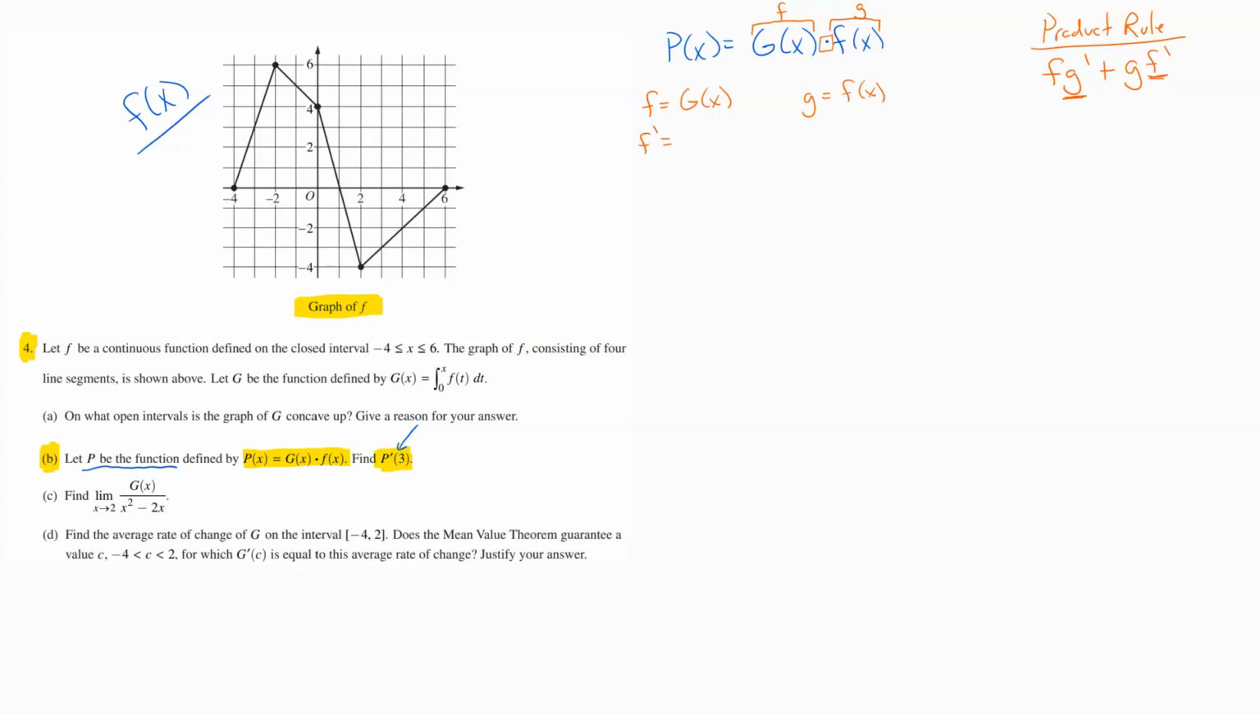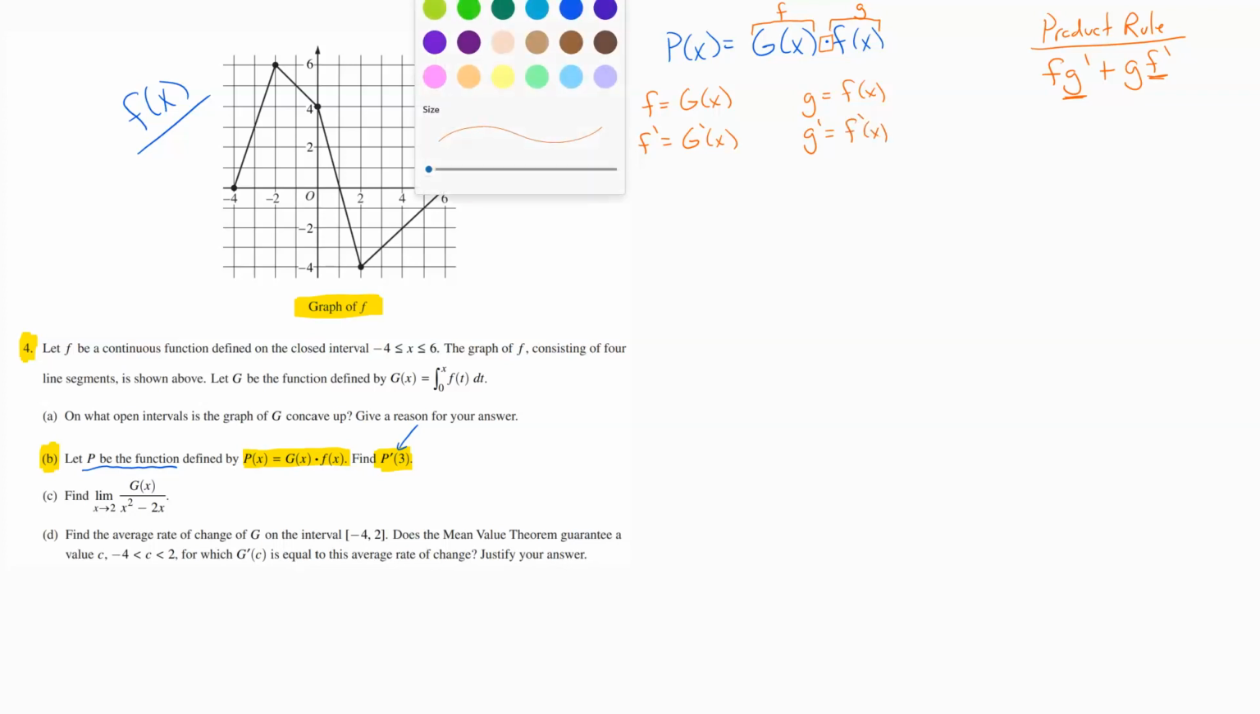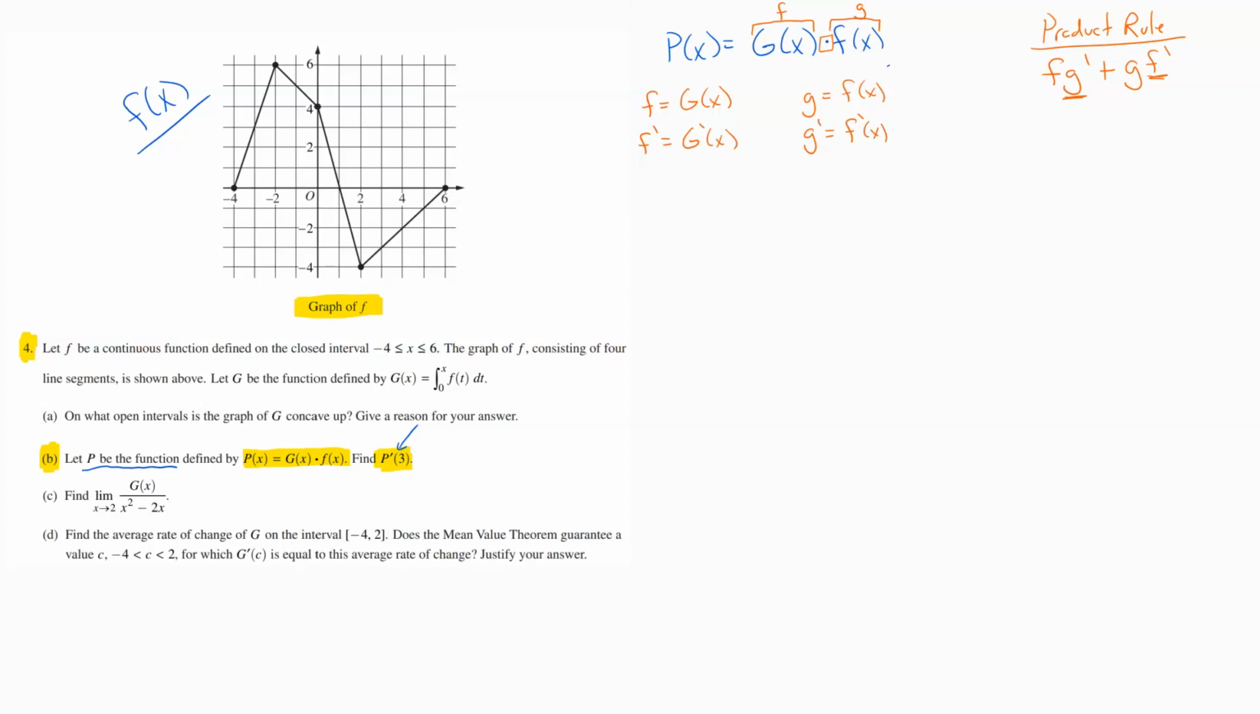So to find the derivative of f, this is just a notation game. The derivative of g of x would just be g prime of x. To go find g prime, again, just a notation game. The derivative of f of x would be f prime of x. So there, these are my ingredients. I've got all my ingredients now and I'm ready to put together my product rule recipe.